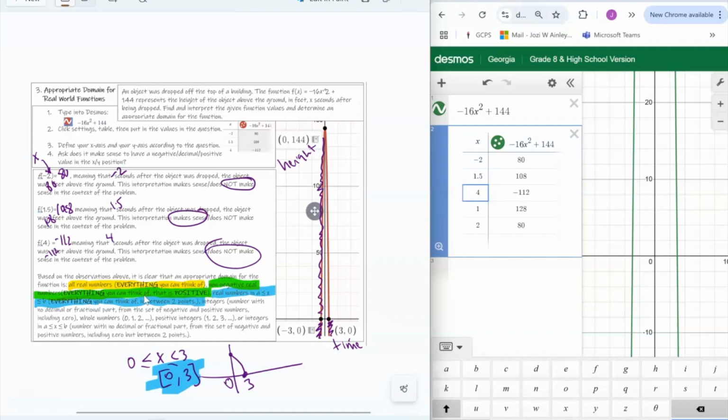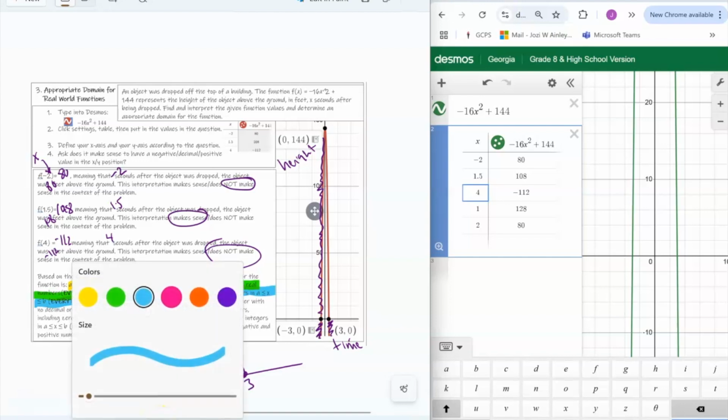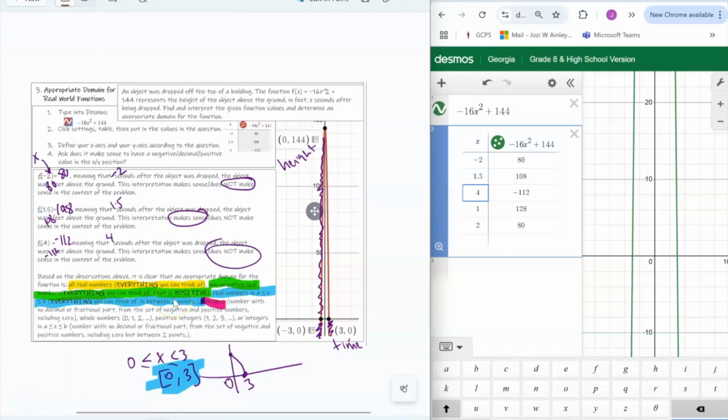You just go through reading what it means in order to see what your answer could be for your domain. I'll also go over the other definitions just in case you get one of those problems. An integer, what is an integer? Numbers with no decimal or fractional piece from a set of negative and positive numbers, including 0. Whole numbers are 0, 1, 2. Positive integers are 1, 2, 3. Or integers between 2 points, like we had right here.